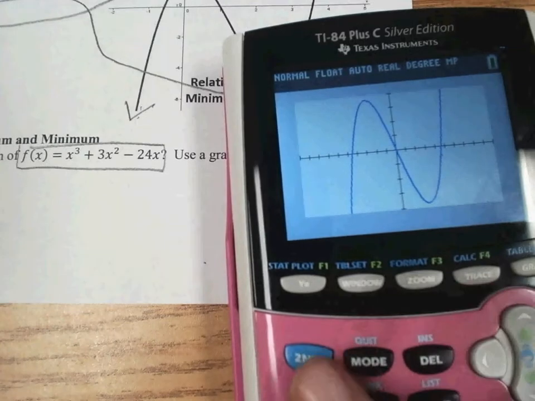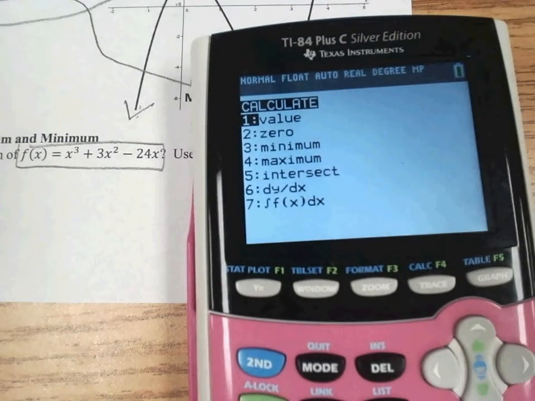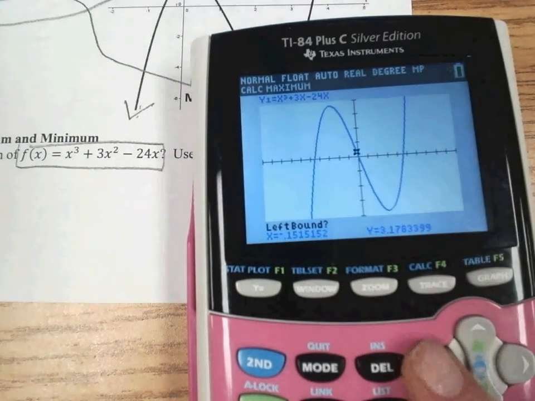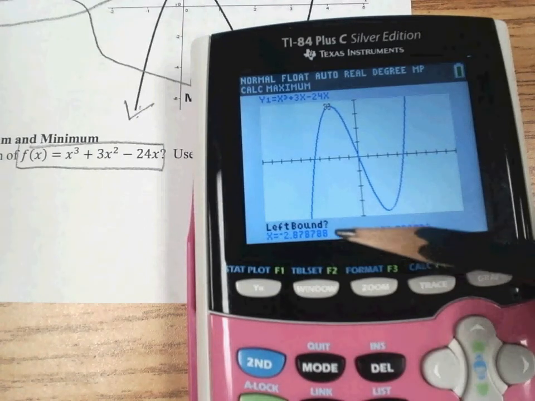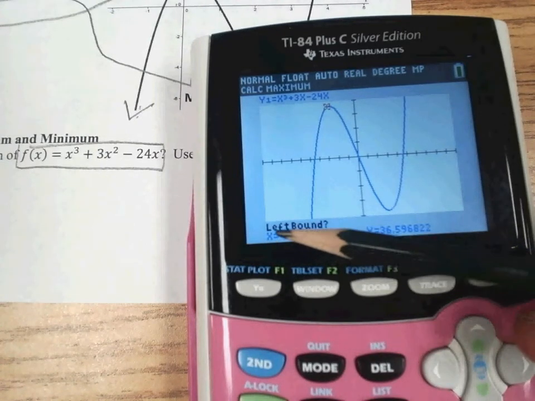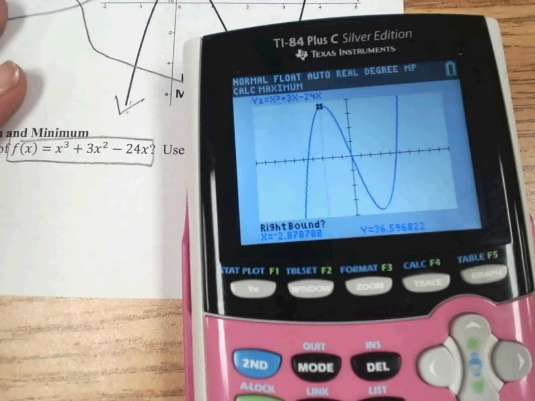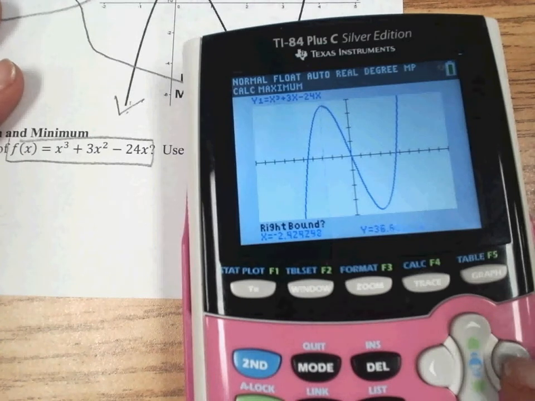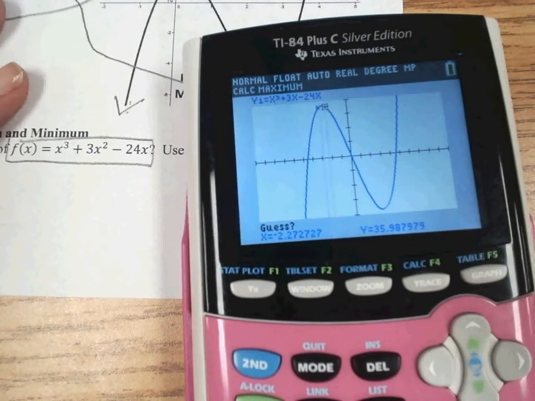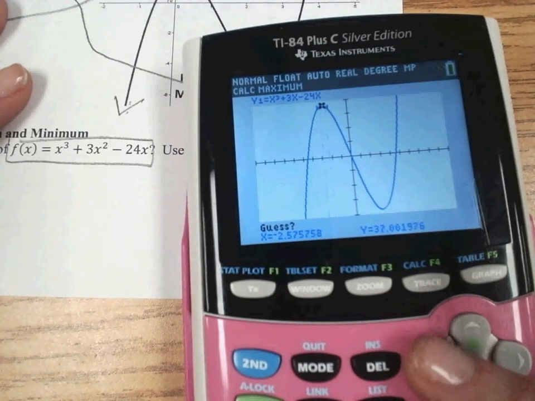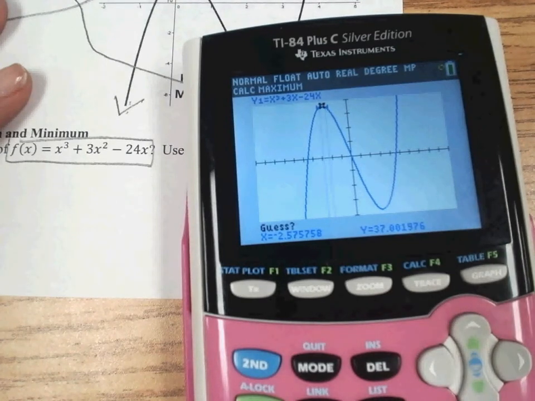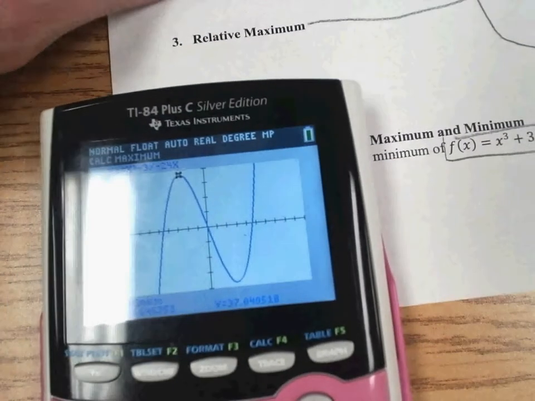To find the relative max, we actually can go to this button that says calculate. It's above the trace key, so you press second and calculate. And we have here maximum. We're going to try the maximum first. That's on the left side. Instructions are given to us. It says left bound. That means you want to go just to the left of where you think the maximum value is and press enter. Using your arrow keys, go over a little bit to the right to enter your right bound, somewhat to the right of where you think the maximum will be. And then right in the middle, and press enter again, and it gives you the maximum value.